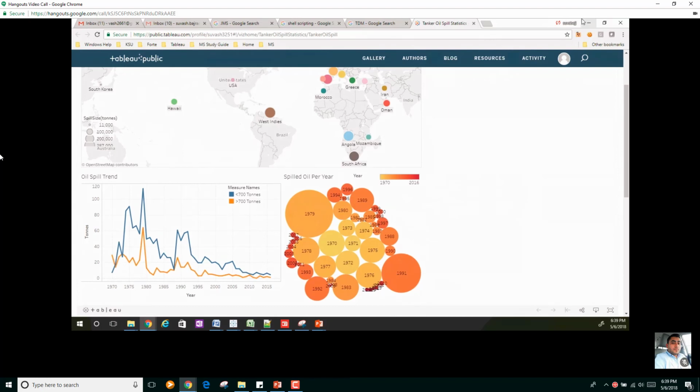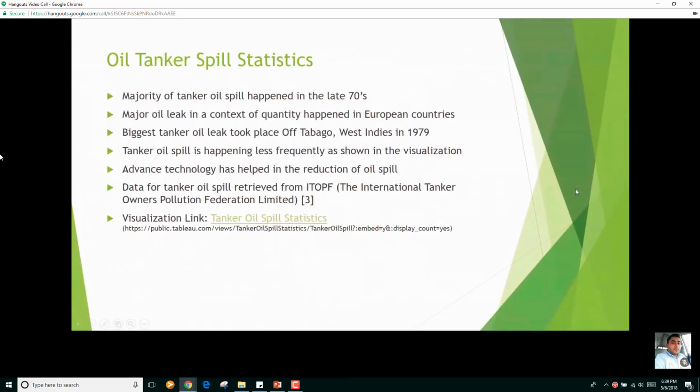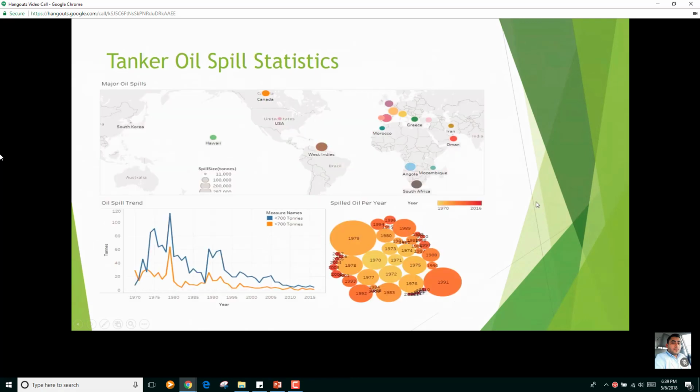So, let's get back to the slide here. That's the conclusion on our oil tanker spill statistics. That's the data we came up with. A good thing is the oil spill is happening much less than it used to be. This is just a screenshot here of the same screen I just shared with you.